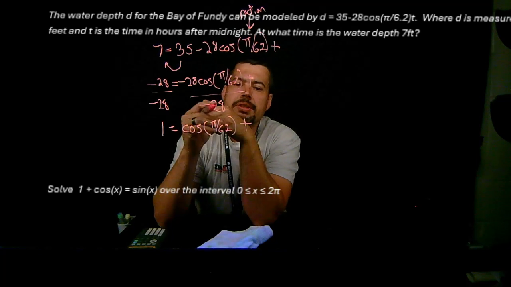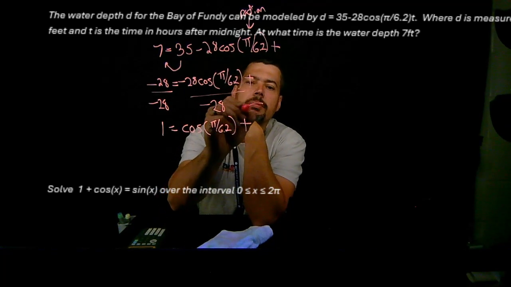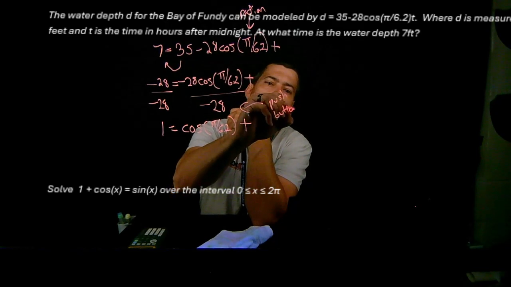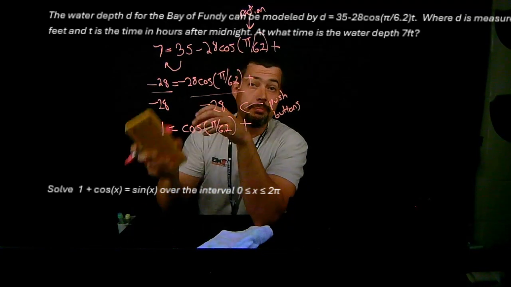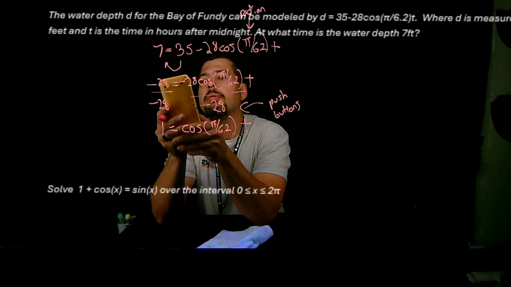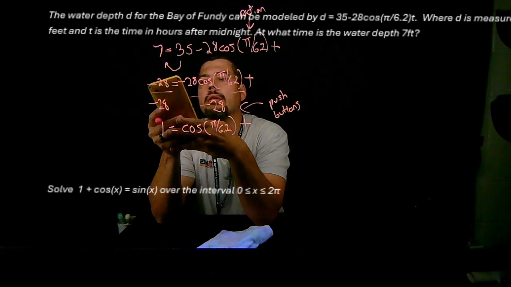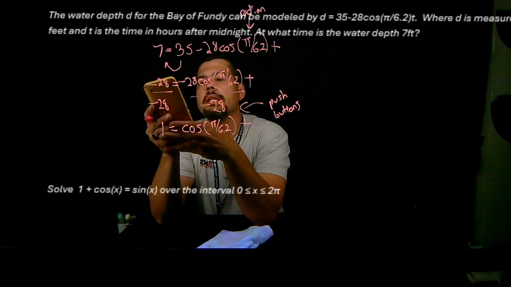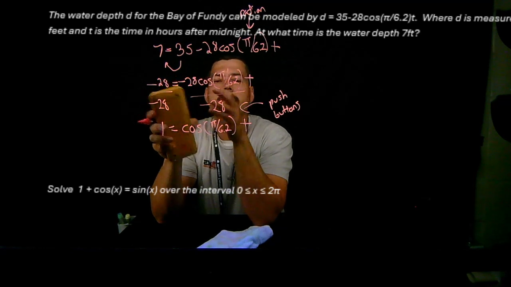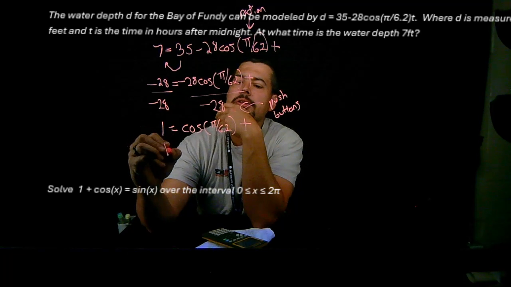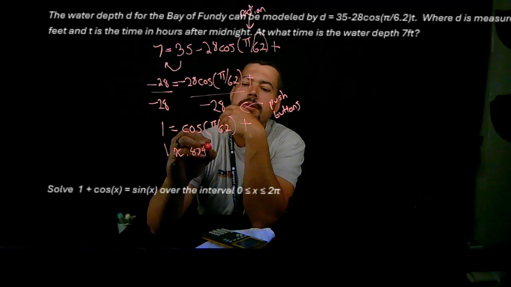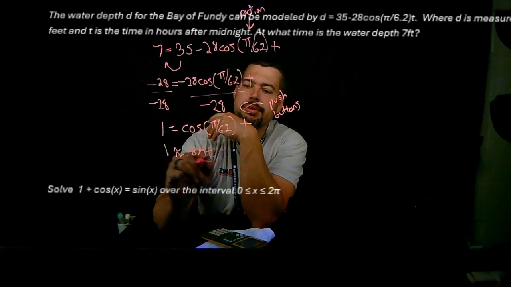Cosine of pi over 6.2 is something that I'm just going to go to my TI-84 and push buttons. Okay? So I'm putting my TI-84 in radian mode, because that is a radian. And the cosine of pi over 6.2 is about 0.874, roughly 0.874. So 1 is about 0.874 times a t. And now we just do division.